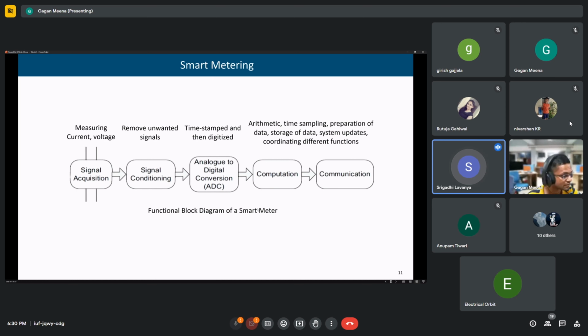All these computations are done in the digital domain and then they are communicated. Sir, nowadays we are using smart metering. In olden days, what did we use? Even now smart meters are there, but we have only one-way communication. Earlier, we were using electromechanical meters, which would have one disc which would rotate.